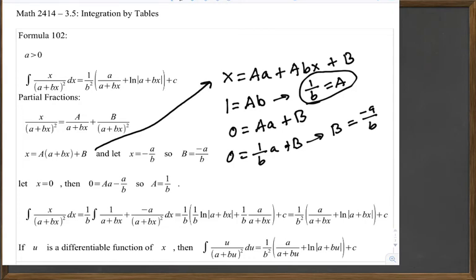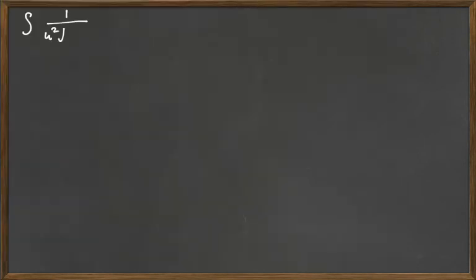Okay, and so we have 1 over b squared. We factor out a 1 over b, which becomes 1 over b squared because we already have a 1 over b on the outside. So 1 over b squared, a over a plus bx, plus natural log absolute value of a plus bx, and then plus C. And then generically, if u is a differentiable function, we'll replace the x's with u, and we have that integration formula 102.